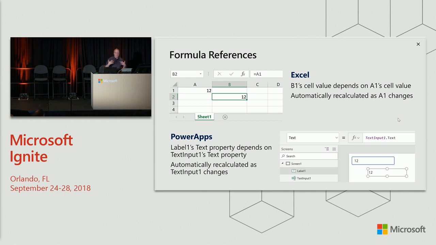Formula references, as I said, are very much like Excel. You say, B1 cell depends on the value of A1 cell. In PowerApps, you say that the property of this control is bound to the property of a different control. You set up that dependency, and then automatically the value 12 will flow from the text input box into the label. You don't have to think about it anymore. You set up the dependency. It'll be taken care of for you.